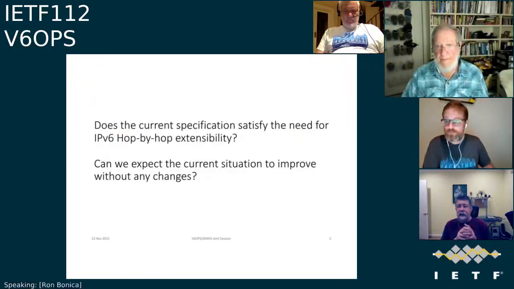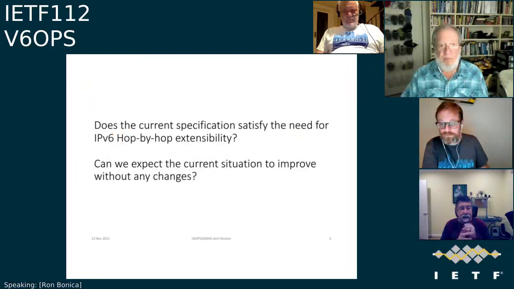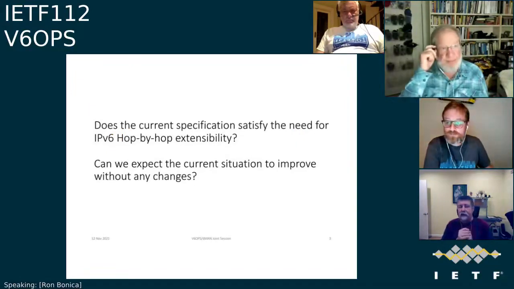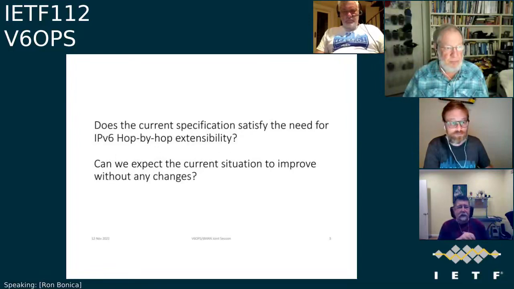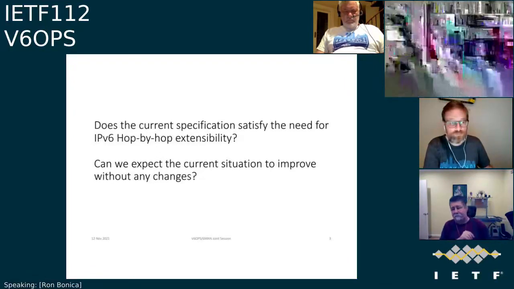So, what are we going to do here today? We're going to ask basically two questions. Does the current specification in 8200 satisfy the needs for IPv6 hop-by-hop extensibility? And can we expect the current situation to improve without any changes?